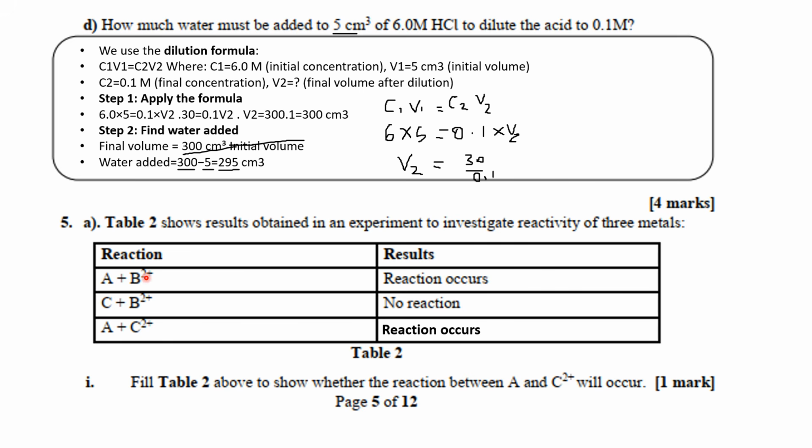This means that A is more reactive than B2+. But when C reacts with B2+, there's no reaction. This means that C is not more reactive than B. No reaction. In other words, the ions of C cannot displace those of B2+. But when A, which is more reactive than B, reacts with C, there's going to be a reaction because A is more reactive than C. Therefore, you were supposed to have said here that a reaction is going to happen.